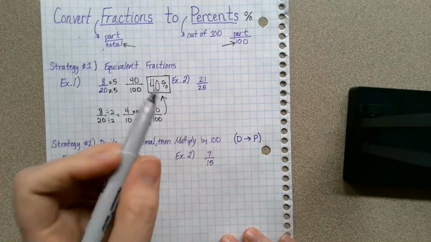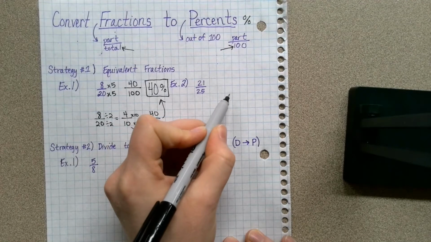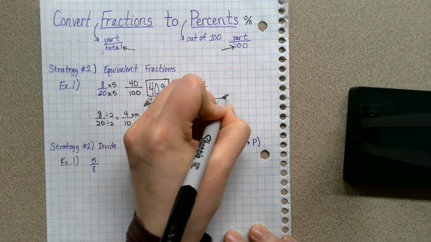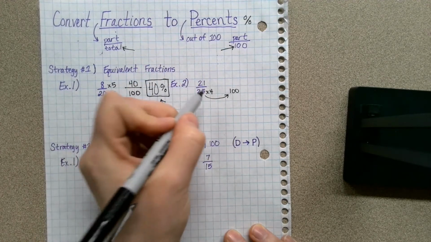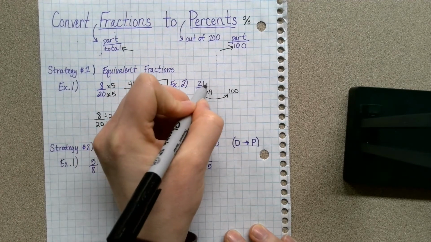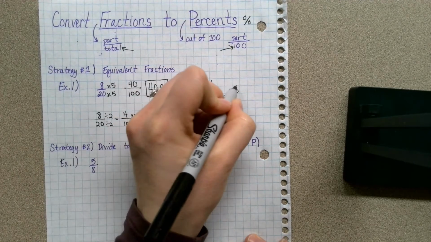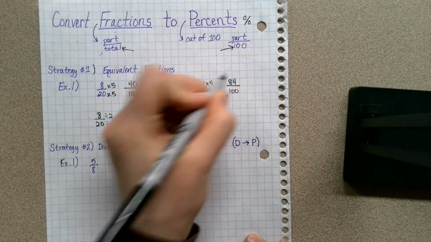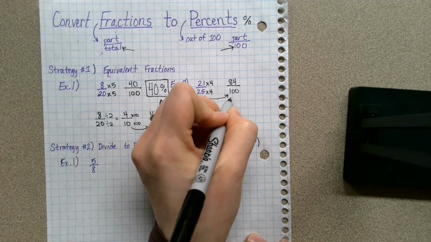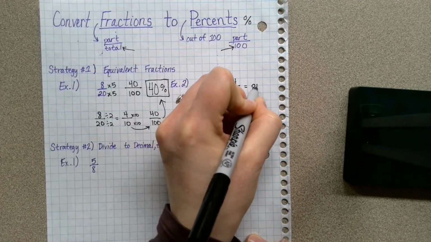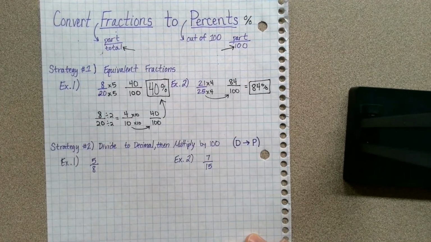Our second example, similar process using equivalent fractions. Now we have to figure out how to get from 25 to 100. This time, 25 times 4 is 100. So using equivalent fractions, we have to multiply the 21 times 4 as well. You can always multiply off to the side to help you. In this case, we get 84 when we multiply. The 84 is over the 100, so we know that we have 84%. And that would be our answer.